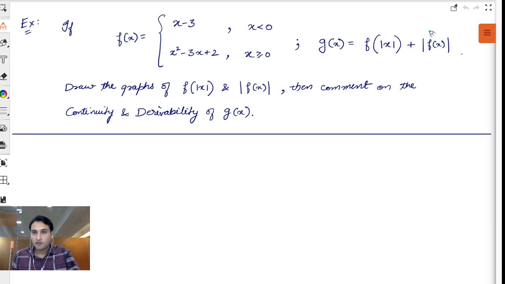Okay? Dekho, we learned this, yes or no? Mod fx. Now I am going to teach you what f of mod x does.